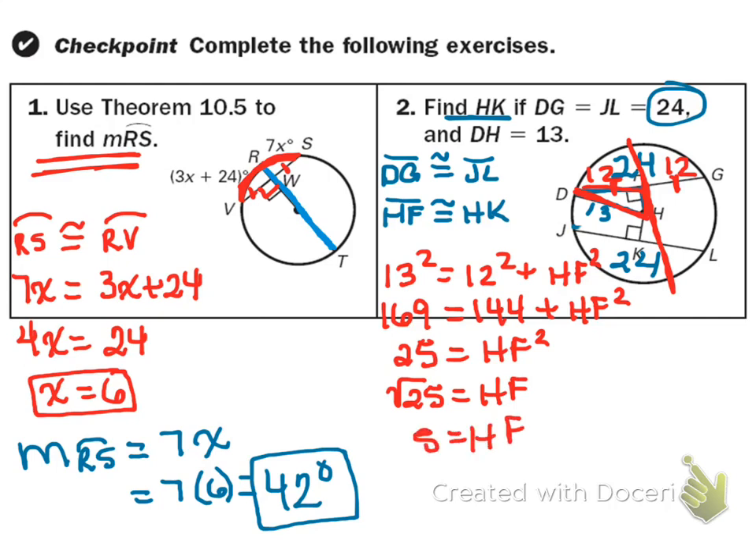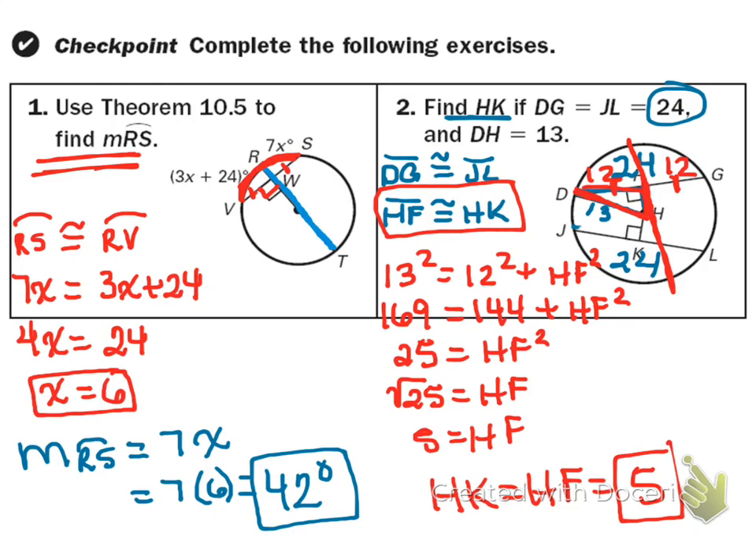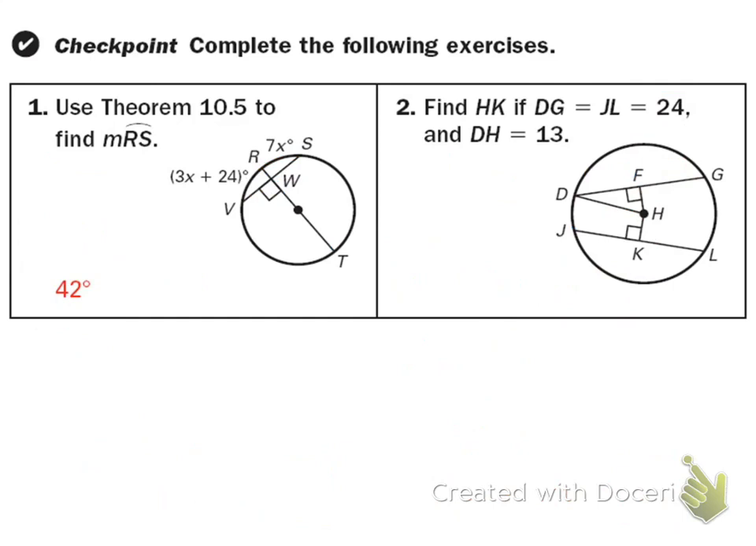Remember up here at the beginning we said that HF and HK were equal to each other. We were asked to find HK. Since HK is equal to HF and HF is 5, then HK is also 5. Alright, that's our lesson reviewed.